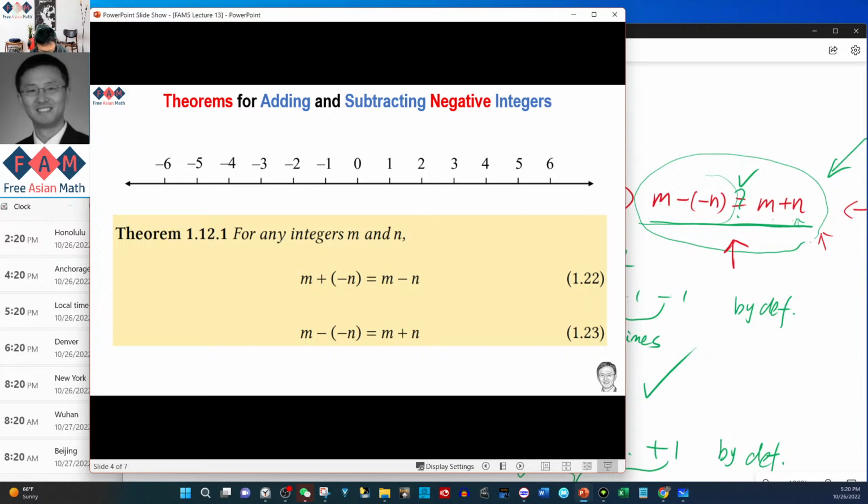So the same thing for the next one. If you subtract the negation of a number, it's the same thing as adding that number. And once again, this number can be either positive or negative. It doesn't matter. Okay, so those two results are very, very important.